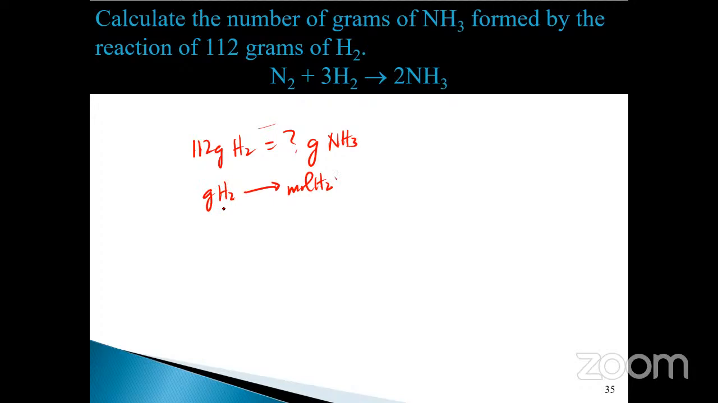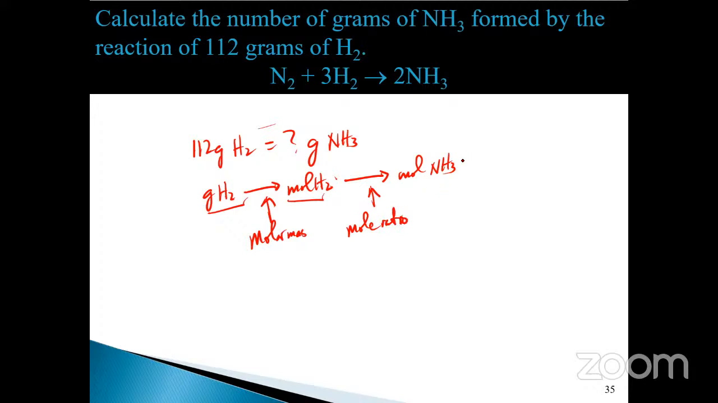In this case, the information given is the grams. You have to convert it to moles. And then, so here, you're going to need a molar mass of hydrogen to do that. And then to get from the moles of hydrogen, we can convert that to the moles of ammonia. And for us to do that, we're going to need the mole ratio.